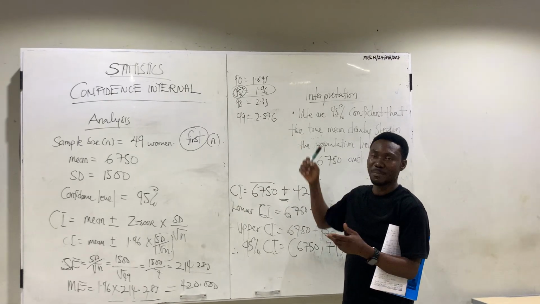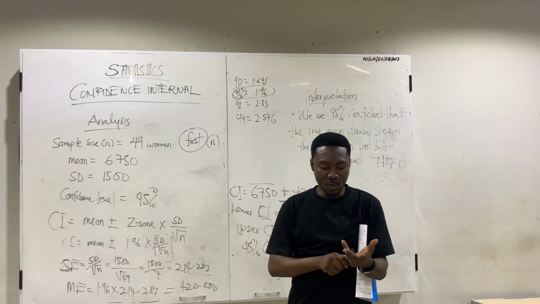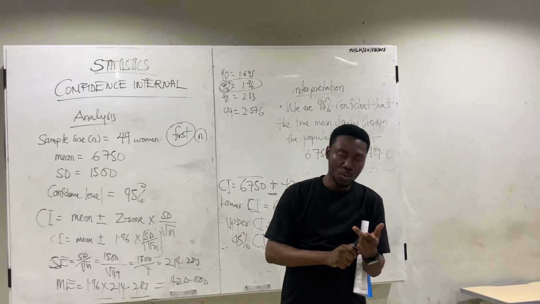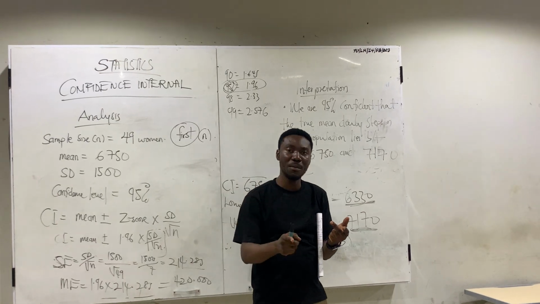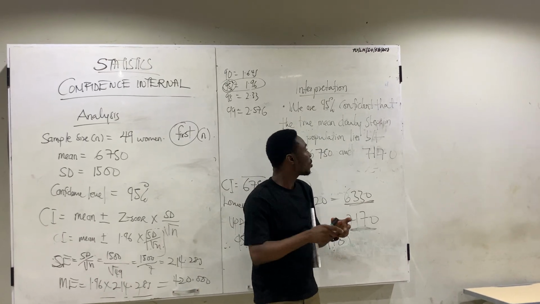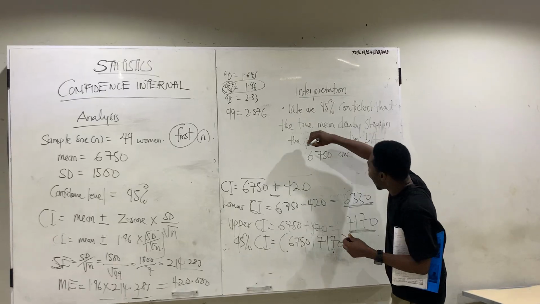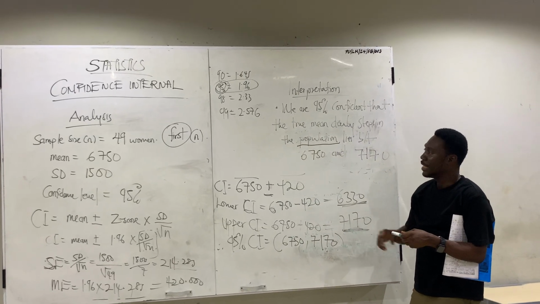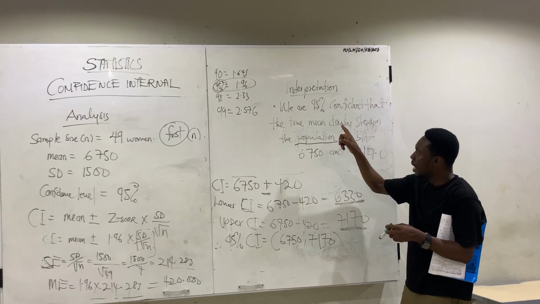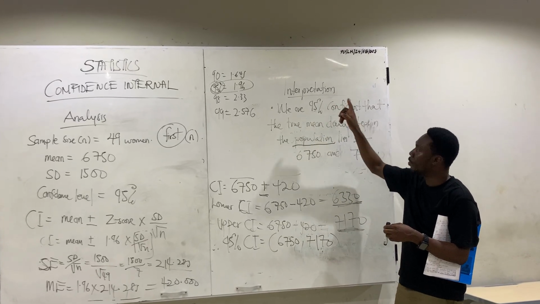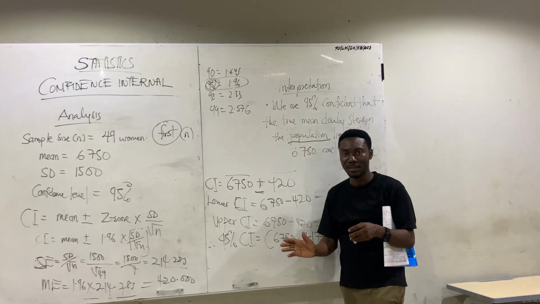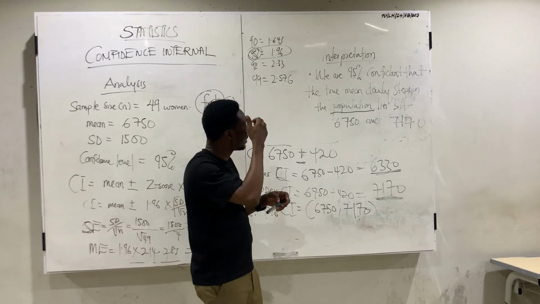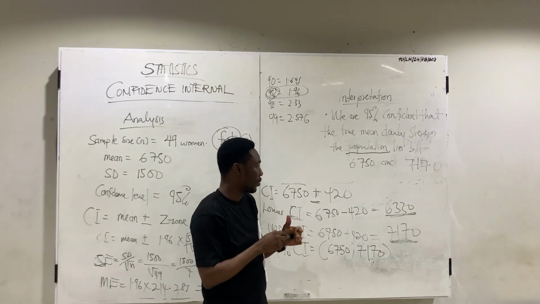So in writing the interpretation, one, you have to know the confidence level that was given. Two, you have to pay attention to the variable you are working with. And you also have to ensure that this word population appears in your interpretation. If this word population does not appear in your interpretation of confidence interval, it's practically incorrect. This word population has to appear in your interpretation of confidence interval calculation.